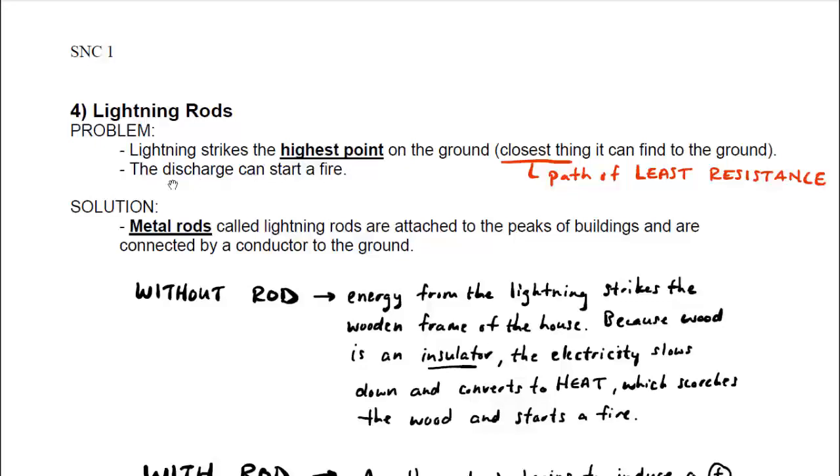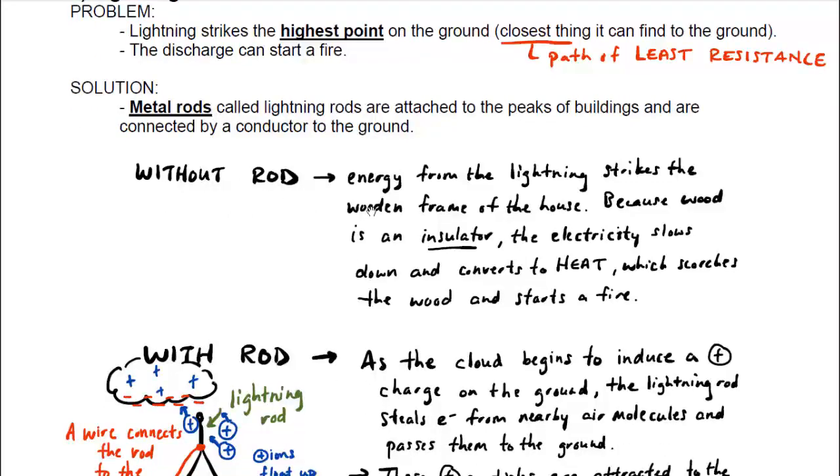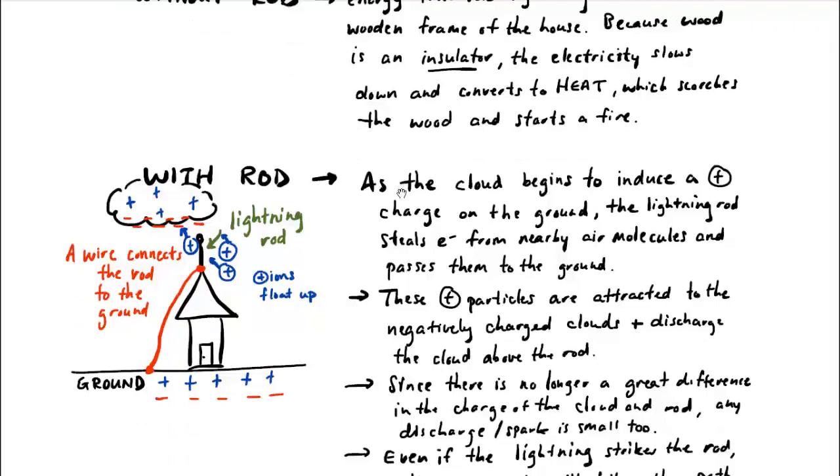Okay. Now, depending on what it strikes, it can start a fire. So let's say without the rod, you have energy from the lightning strikes the wooden frame of your house. Because wood is an insulator, electricity and heat do not conduct very well through it. That means the electricity moves very slowly, the electricity being the discharge from the lightning. It slows right down and has a chance to convert to heat. In that case, then, you now have a scorching of the wood, and you can start a fire because it's hot enough to start a fire. So that means your house burns down from a lightning strike. Not ideal. With a rod, on the other hand, here's what happens.